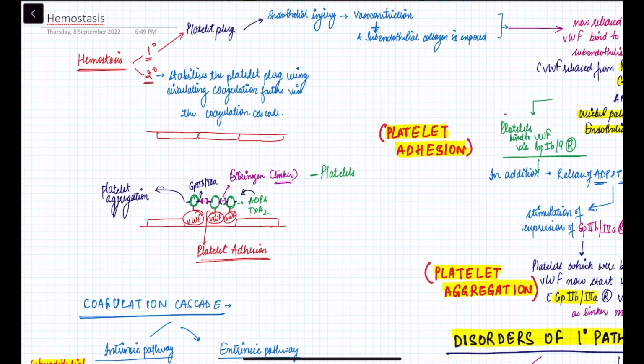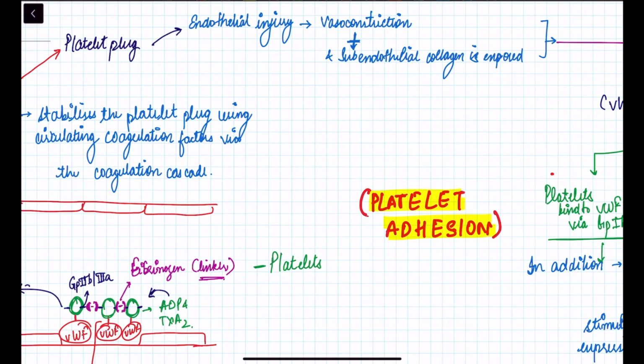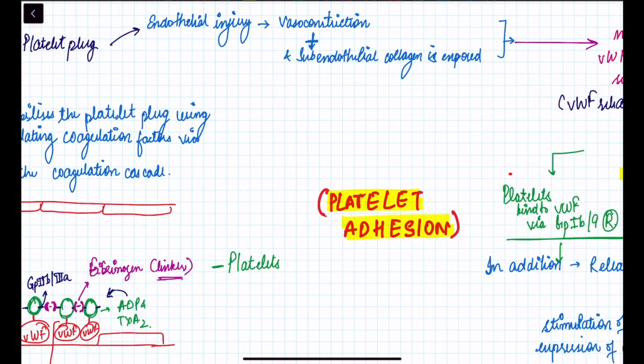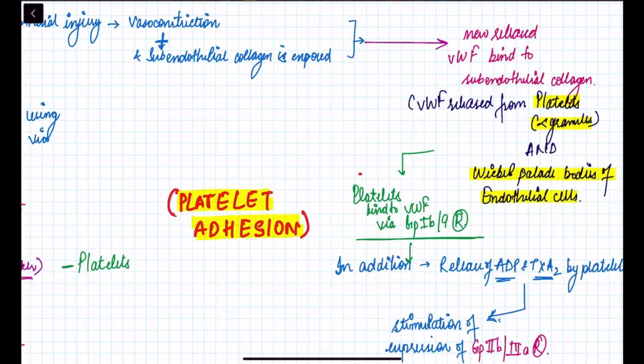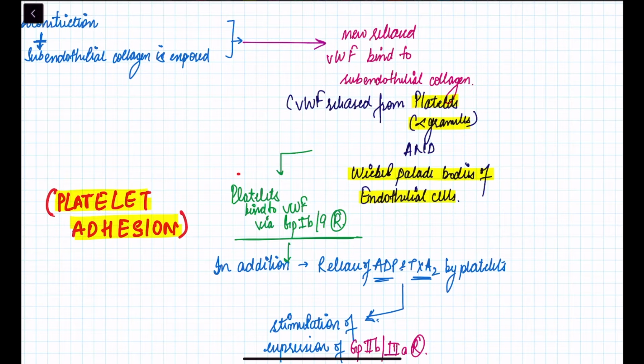Primary is sort of a temporary platelet plug that occurs in response to a vessel or endothelial injury. After an injury, there will be vasoconstriction and exposure of subendothelial collagen, and with this exposure will begin our primary hemostasis pathway. We start with von Willebrand factor binding to the subendothelial collagen, and we need to know the source of this. It is released from platelet alpha granules and, most importantly, Weibel-Palade bodies of endothelial cells.